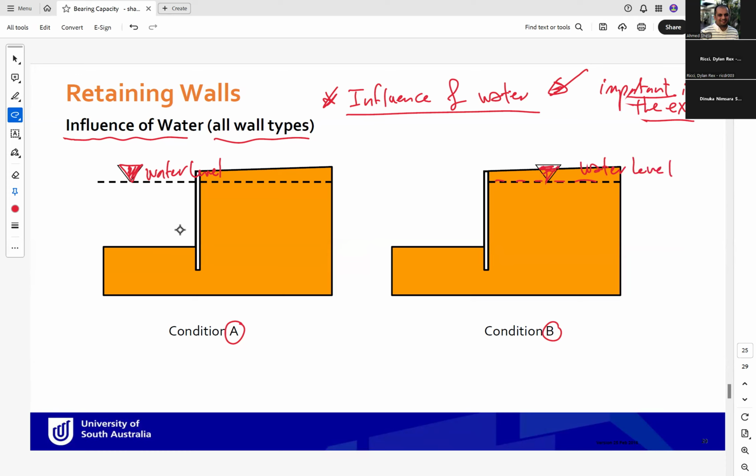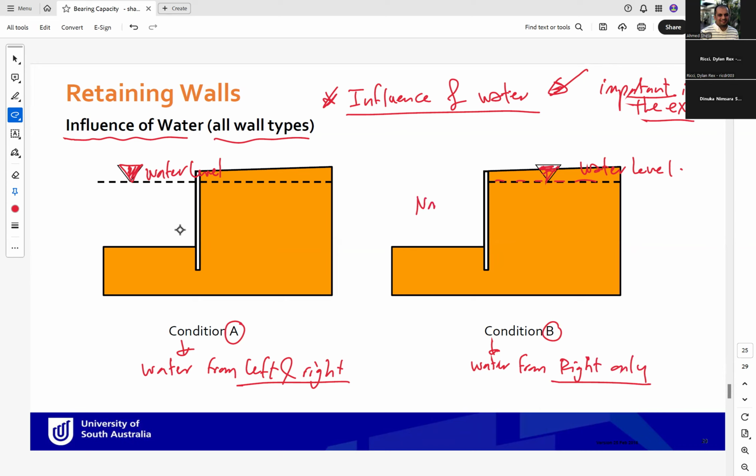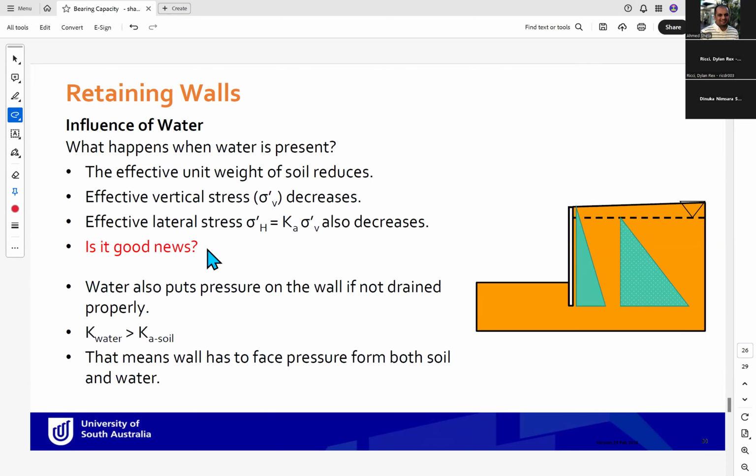What is the difference between the two cases? The difference between the two cases is, here in case A, we have water from left and right. Here we have water from the right only. Okay, so in this case, there is no water in this side. So what is the difference in these two cases in terms of pressure?